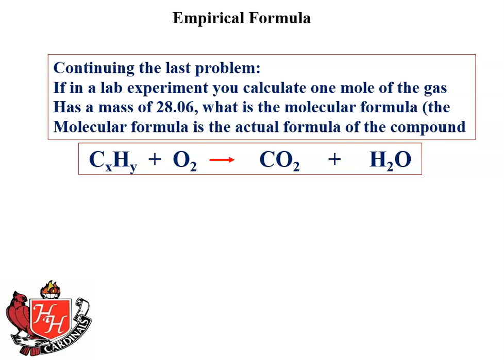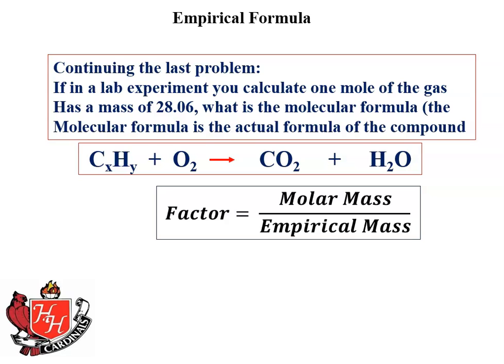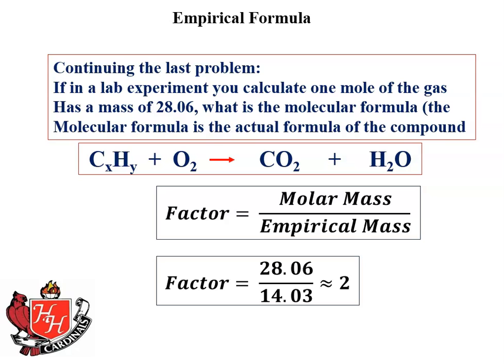So what's the molecular formula? We need a multiplication factor, and that's simply the molar mass divided by the empirical mass. So the molar mass, we just said, is 28.06. The empirical mass is the mass of the empirical formula CH2. So C is 12.01. Get that off your periodic table. H is 1.01 plus 1.01 because there are 2 hydrogens. That gives you 14.03. So if you divide 28.06 by 14.03, you actually get exactly 2.